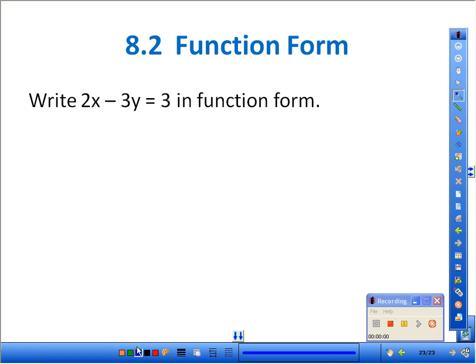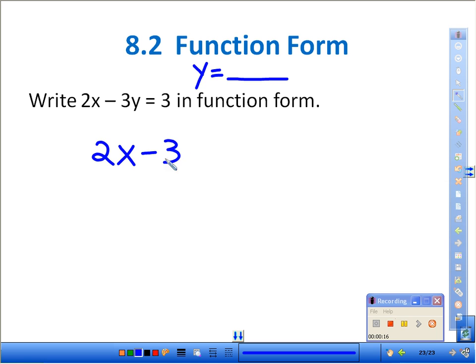In order for an equation to be written in function form, it needs to be solved for y. So it needs to look like y equals something. If we take a look at this one here, 2x minus 3y equals 3. It is not in function form because it is not solved for y.